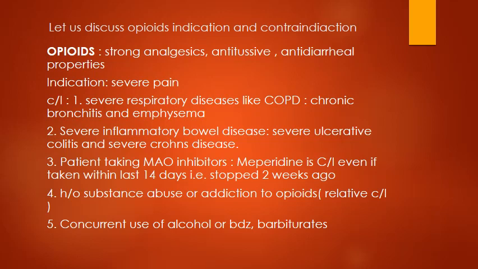So whenever there is a history of substance abuse or addiction to opioids, check the history really well, whether you can prescribe NSAIDs or not. If you can prescribe NSAIDs, then opioids become an absolute contraindication and you have to avoid them. If you cannot prescribe NSAIDs, then these are relative contraindications and you can prescribe these. Okay, so next is concurrent use of alcohol or CNS depressants such as barbiturates or benzodiazepines. So just remember these things.